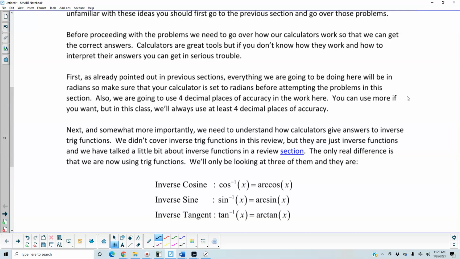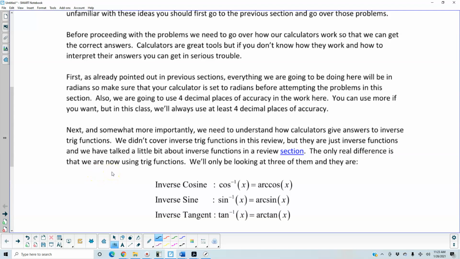Also, we're going to use 4 decimal places of accuracy in the work here. You can use more if you want, but in this class we'll always use at least 4 decimal places of accuracy. Next, and somewhat more importantly, we need to understand how calculators give answers to inverse trig functions. We didn't cover inverse trig functions in this review, but they are just inverse functions, and we have talked a little bit about inverse functions in the review section. The only real difference is that we are now using trig functions.